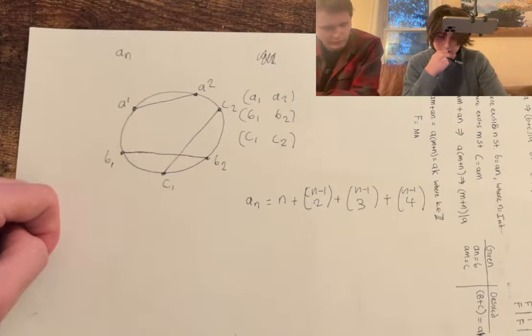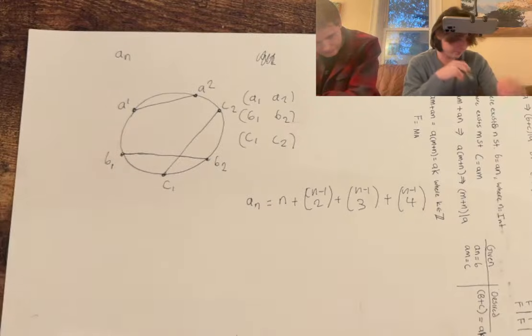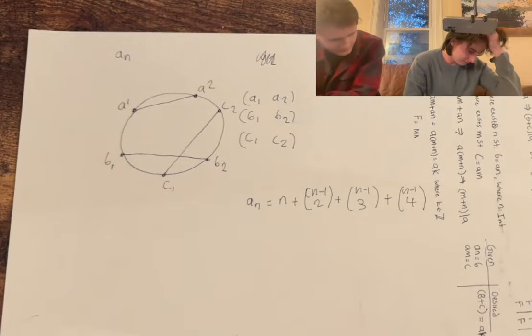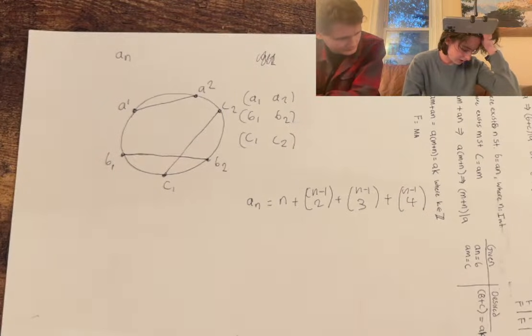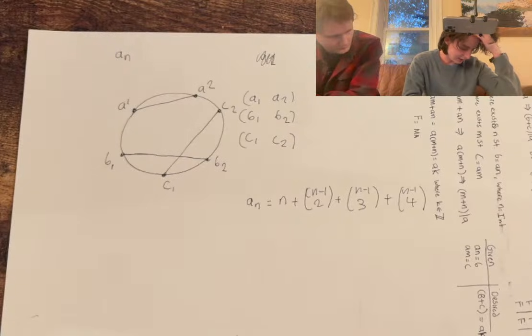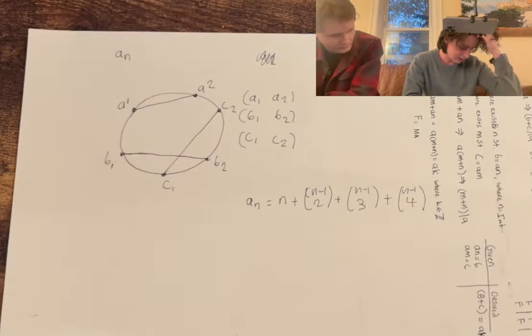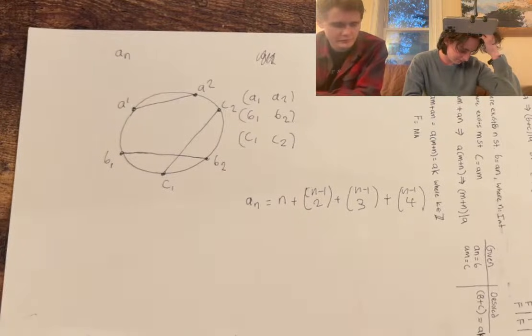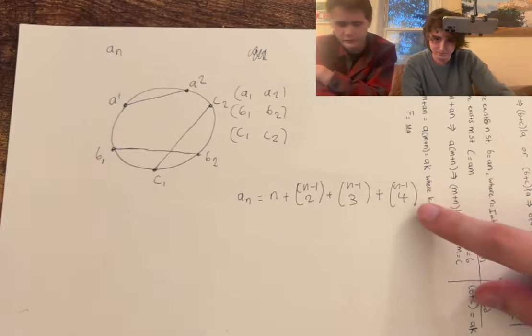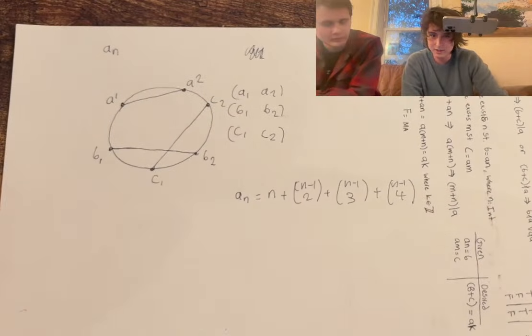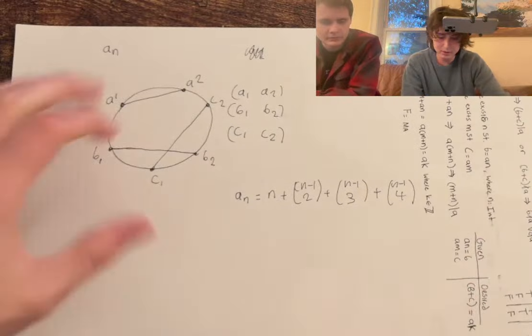Is there a bound on n in the problem? That's a great question. Prove that a to the n is given by the following formula. There is no bound on n. So this is a problem, because if I have n is 1 and I subtract 1 from n and then I choose 4 from 0, what the hell is even that? That's a good question. What would that be?